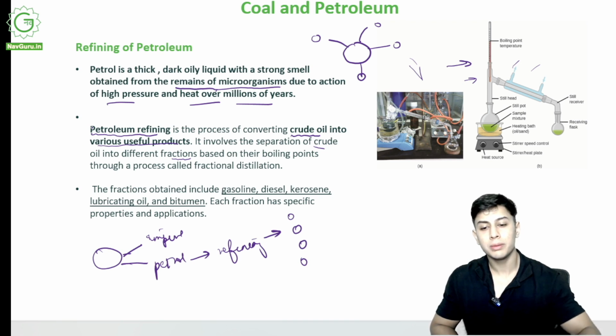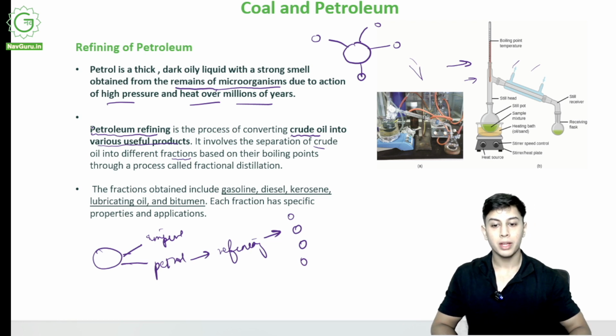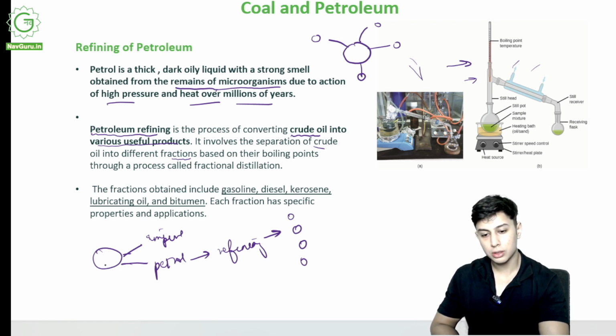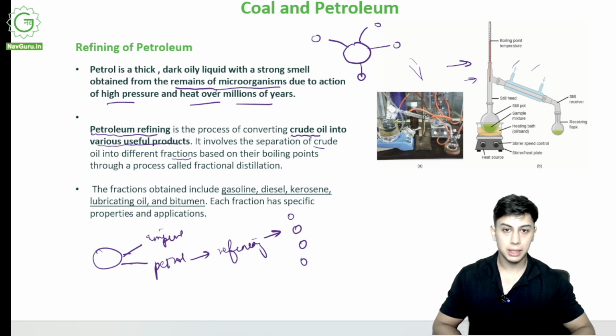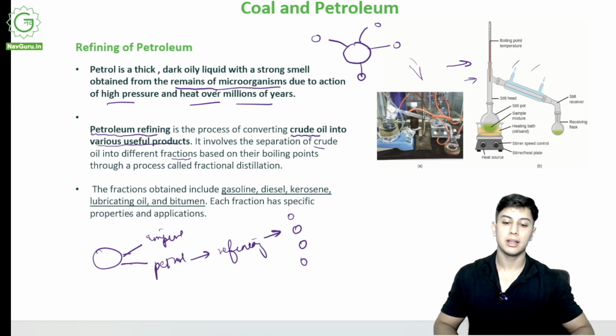So petroleum refining is the process through which I convert this crude oil into useful things. And how are these useful things obtained? Through fractional distillation. What do I mean by fractional distillation? Each component of this crude oil will have a different melting point, boiling point. I heat it up to that, I separate it from my existing crude oil, and I obtain that.